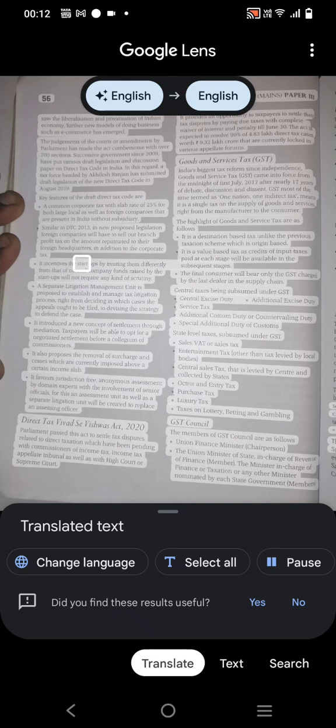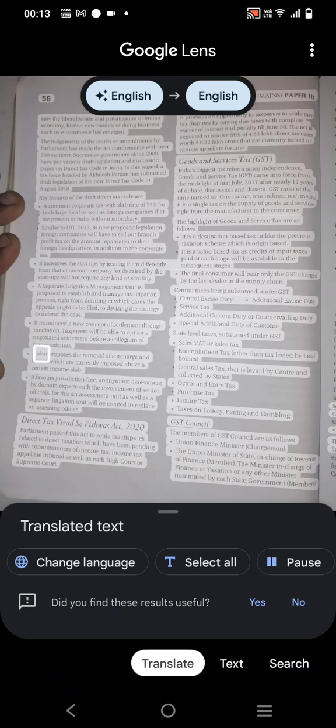It incentivizes the startups by treating them differently at subsequent stages from that of a normal company. Funds raised by the startups will not require any kind of scrutiny. A separate litigation management unit is proposed to establish and manage the tax litigation process, right from deciding in which cases the appeals ought to be filed, to devising the strategy to defend the case. It introduced a new concept of settlement through mediation. Taxpayers will be able to opt for a negotiated settlement before a collegium of commissioners.